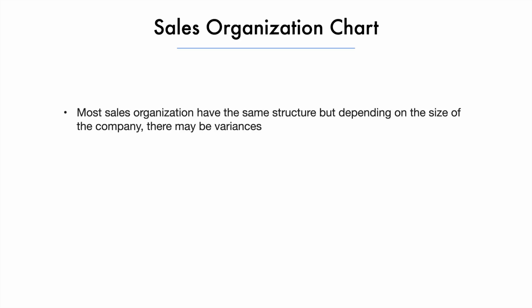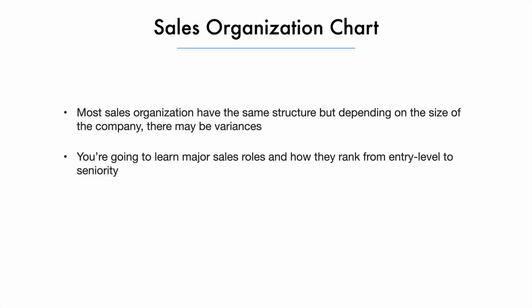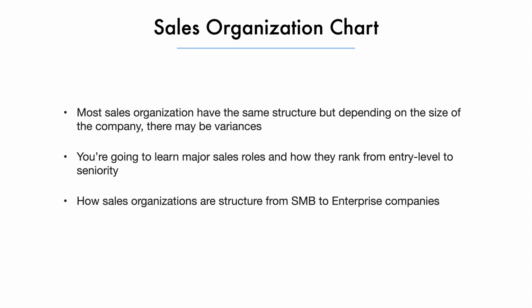So the first thing you've got to understand before we get to the charts is that most sales organizations are going to have the same structure, but depending on the size of the company, there are going to be slight variances in how the structure works. But for the most part, like 80-90% of the time, it's going to follow a similar structure I'm going to show you. And so you're going to learn the major sales roles in an organization, how they rank from entry level to seniority, right? And we're going to cover how sales organizations are structured from SMB all the way to enterprise. And with that said, let's go ahead and dive into the charts and give you a view of how this all looks.